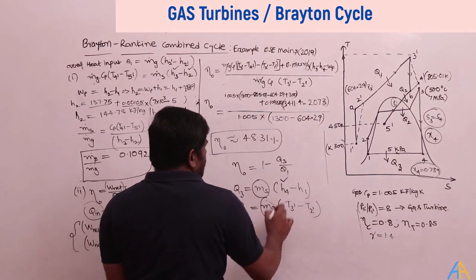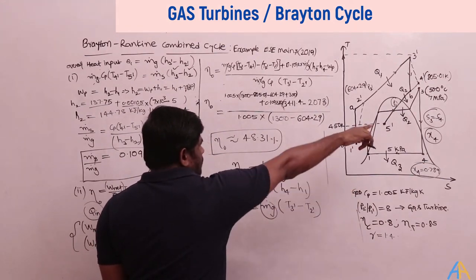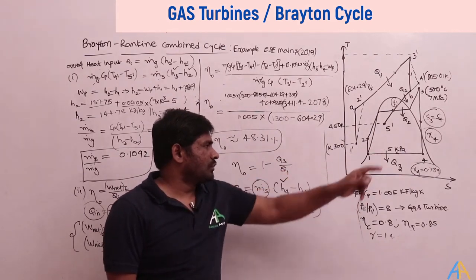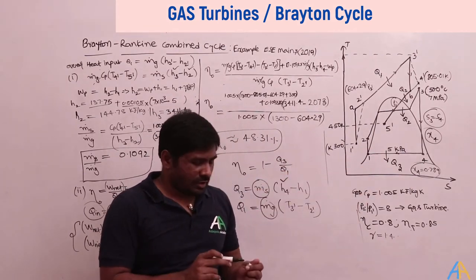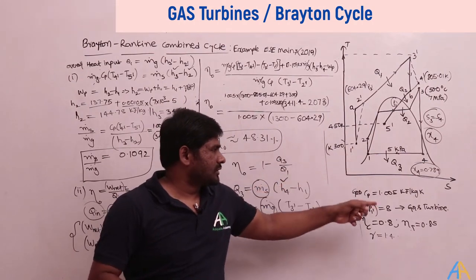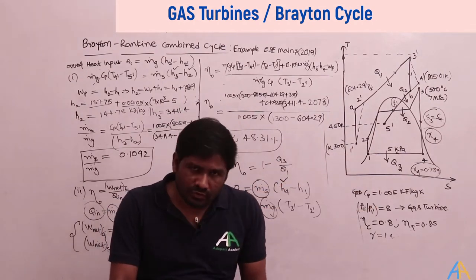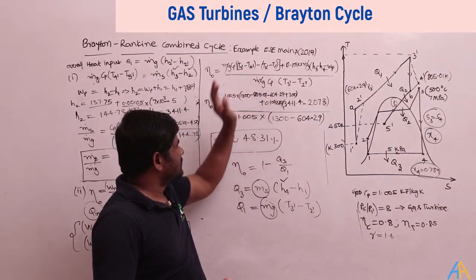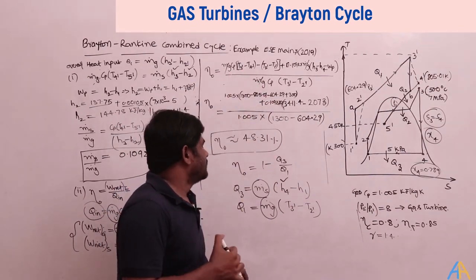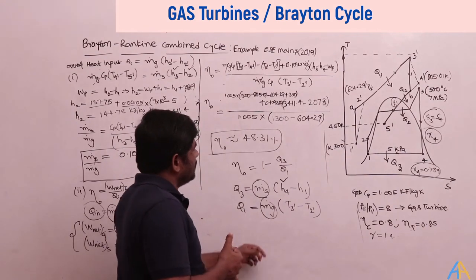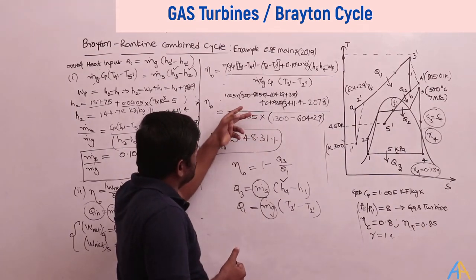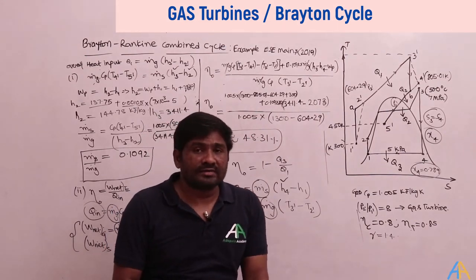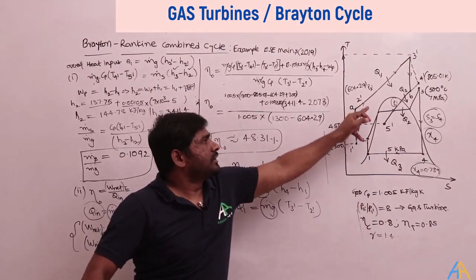And then H4, how do you need to find out H4? Again, by equating the entropy at 3 equal to the entropy at 4, because it is an isentropic process. From that I will find out the X4, and after that I will find out the H4. I will substitute and I can find it out. But in this case also it is simple, but we would have avoided one step. What is that? Finding the temperature T2 dash.